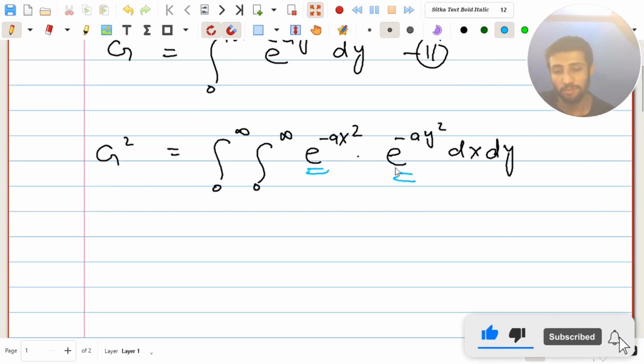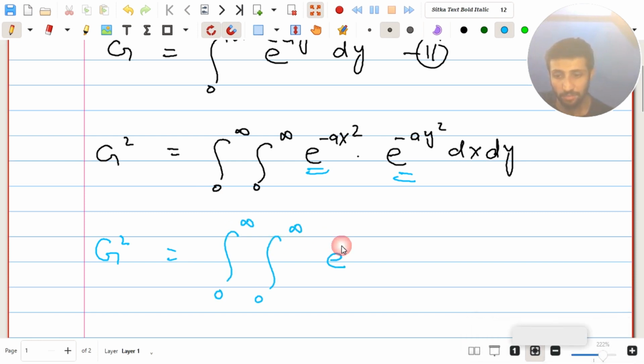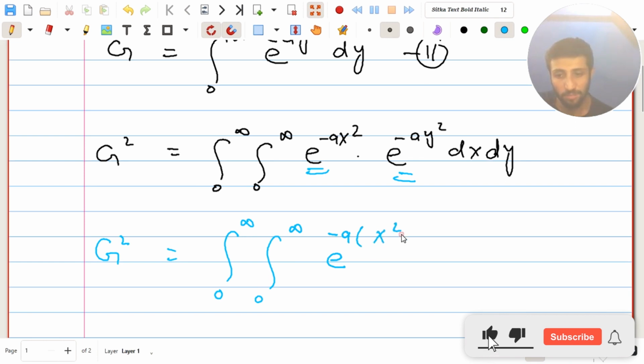My bases are the same. Whenever your bases are the same, you just need to add the exponents. If I add the exponents, what I'm getting is 0 to infinity e to power minus a into x square plus y square into dx into dy.